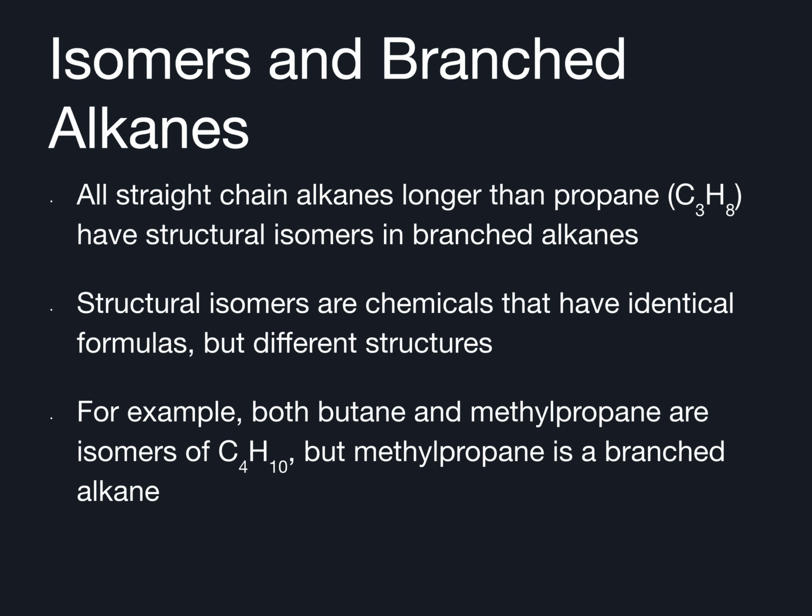So all straight-chained alkanes longer than propane have what we call structural isomers. A structural isomer has the same formula but a different shape. They're composed of the same atoms and elements in the exact same proportions, but they're rearranged in a different way. So, for example, both butane and methylpropane have the formula C4H10.